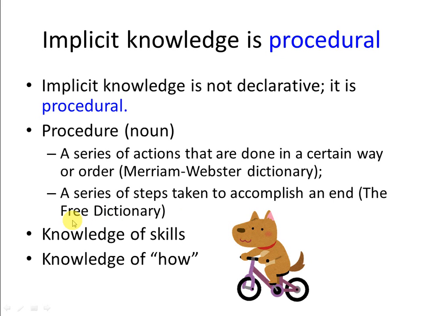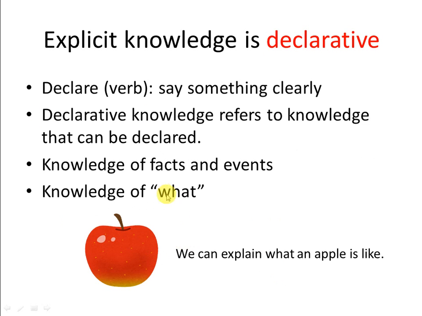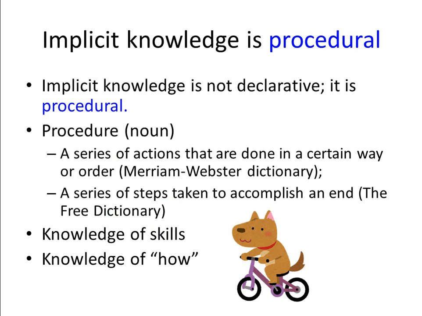but procedural knowledge or implicit knowledge is knowledge of skills. So please contrast it with this knowledge of facts and events. This is explicit knowledge or declarative knowledge, and when we say implicit knowledge or procedural knowledge, we mean knowledge of skills. And sometimes it's called knowledge of how. For example, how to ride a bicycle. We can't really explain how we actually ride a bicycle, even though we can ride a bicycle.